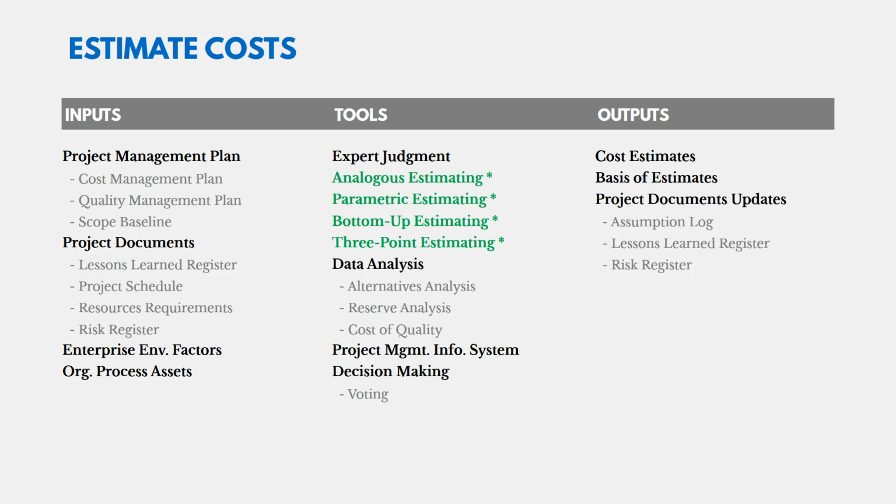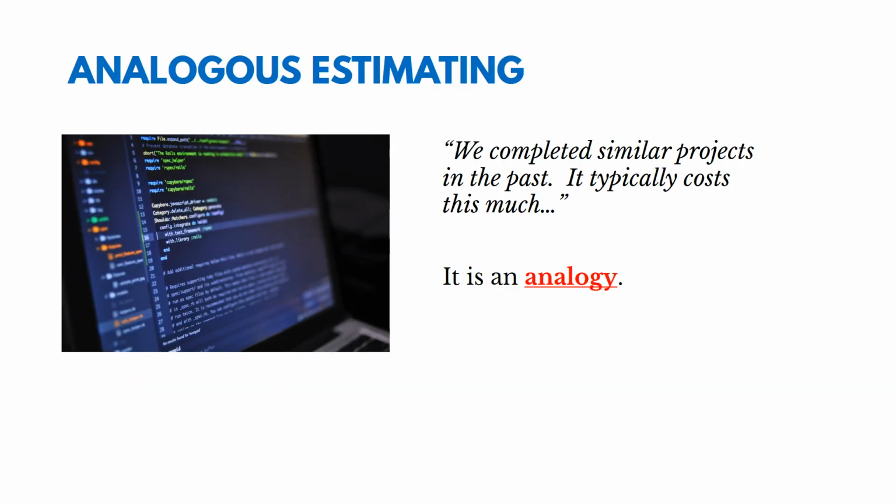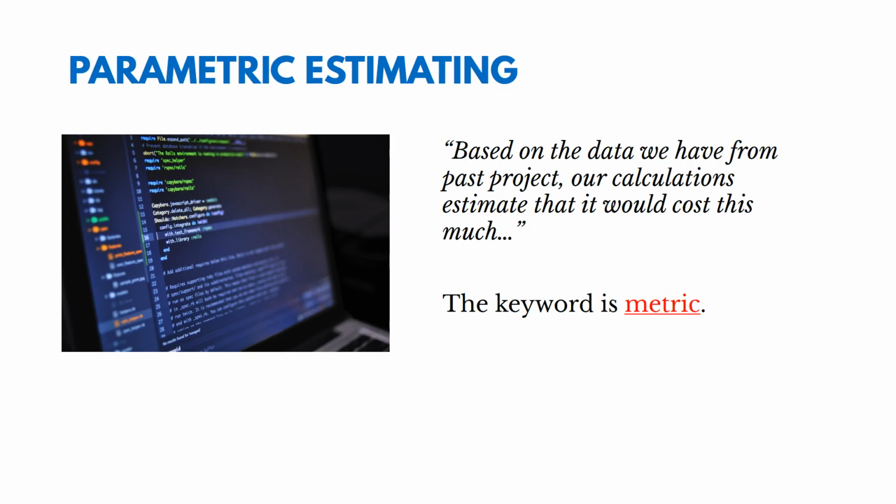One other thing to mention here, too, is that we might be using expert judgment. Before I scan ahead here, let me just give you some examples of these different types of estimating. So with analogous estimating, we might say we completed similar projects in the past. It typically costs this much. It's an analogy. Now with parametric estimating, we might be saying based on the data we have from a past project, our calculations estimate that it would cost this much. The key word here being metric.